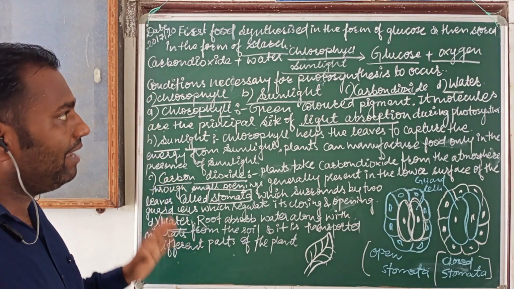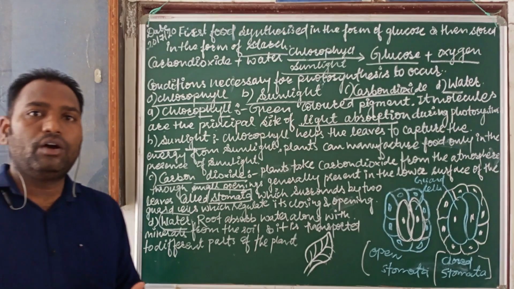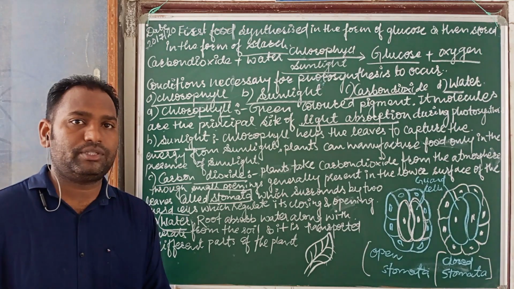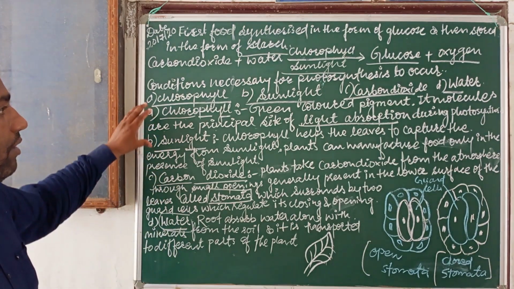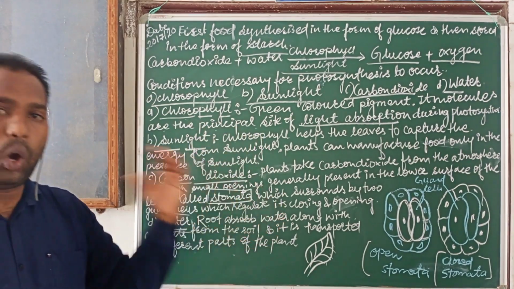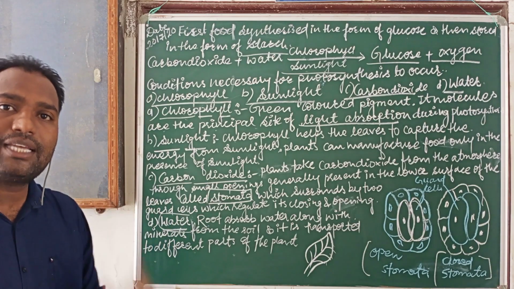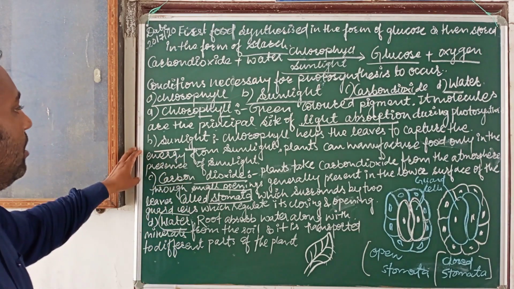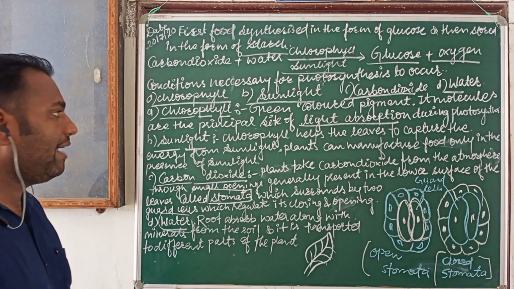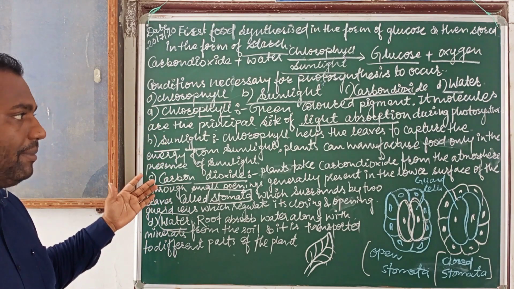So once again we repeat these things. What are the four things required for photosynthesis? They are chlorophyll, sunlight, water, and carbon dioxide. We already studied that chlorophyll is a green pigment, activated only in the presence of sunlight, which it captures. Sunlight has radiant energy, and this energy is converted into chemical energy.